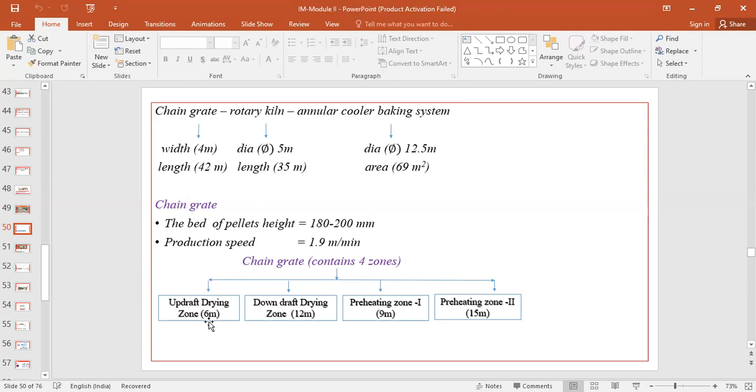So this total 42 meter length is divided into these 4 parts: 6 meters of updraft drying zone, then 12 meters of downdraft, then 9 meters of preheating zone 1 and 15 meters of preheating zone 2. So this is how it is. If you sum up, it will be around 42.